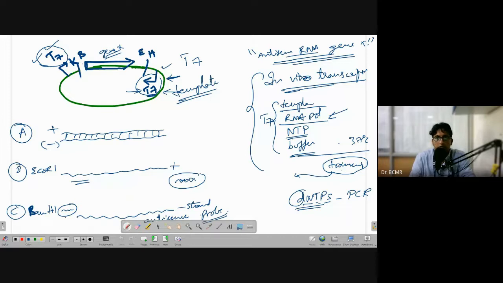We also discussed the components that we need to take: buffer, RNA polymerase, template, and at 37 degrees centigrade when you incubate, you will get the transcript. For RNA transcription, you need NTPs; dNTPs are for PCR. We also discussed how some of the vectors are made in such a way that there are two T7 promoters. We can cut it on one side so that the other promoter could provide us the minus strand.